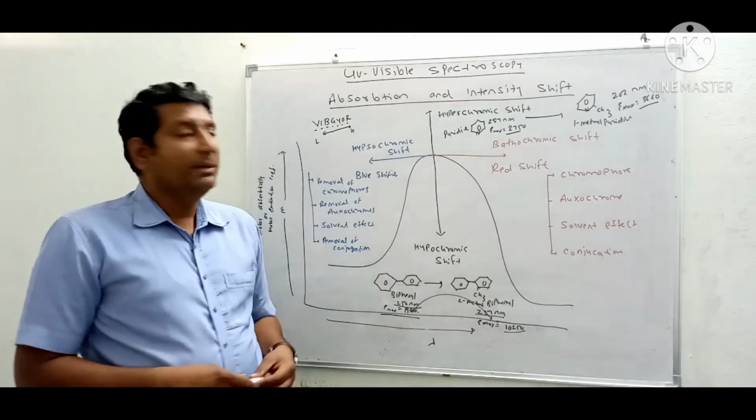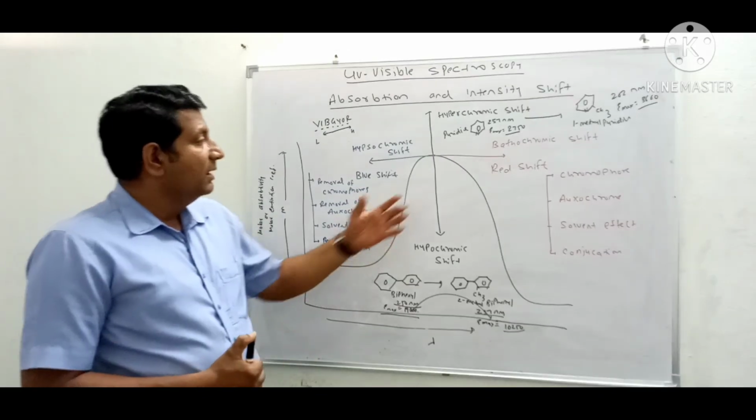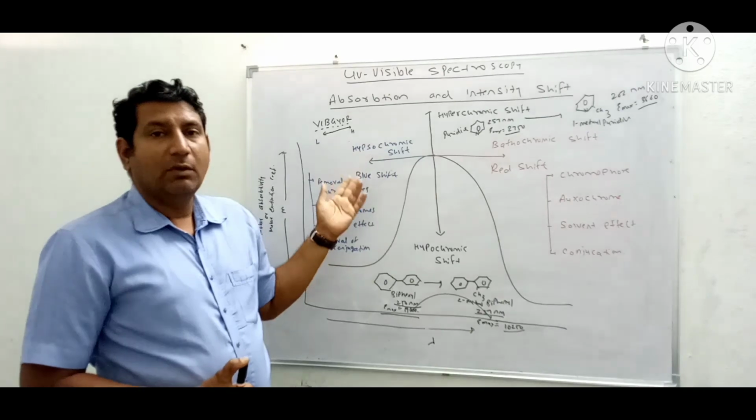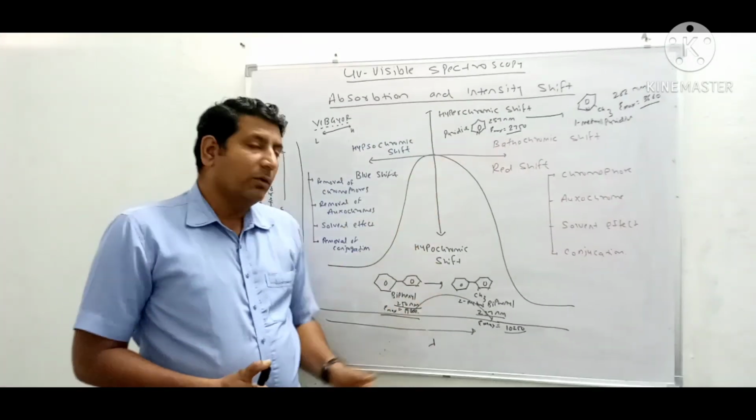So these are the 4 types of shift which can be seen in UV visible spectroscopy. Number 1 is bathochromic shift or red shift, hypsochromic shift or blue shift, hyperchromic shift and hypochromic shift.